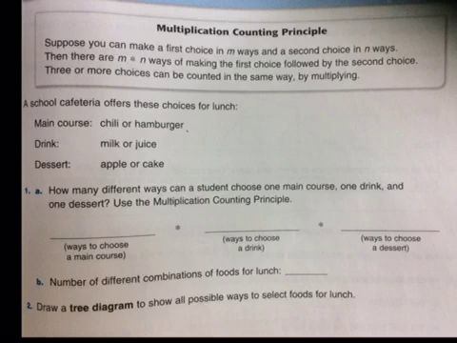Following the next page on 399, we are given a situation here where the school cafeteria offers these choices for lunch. For the main course, you can have chili or hamburgers. Ooh, I would definitely pick the chili. Love that stuff. For drink, milk or juice. Yeah, I'd probably pick the juice. Dessert, apple or cake. Nothing beats an apple for me.